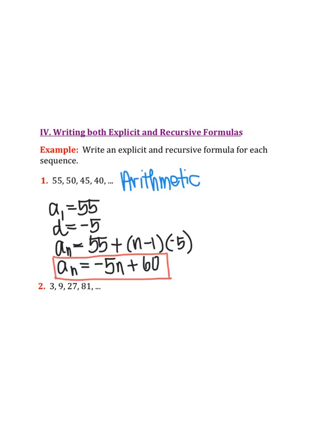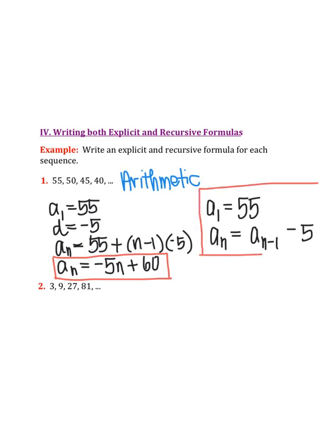Now, to write it as a recursive, my first term is 55. And then for my subsequent terms, I've got to think about this. Okay, so I'm going to take the term before it and subtract 5. The term before it, the way I write that is a sub n minus 1, because that means the term before. And then from that, I'm going to subtract 5. So my entire recursive formula is that.